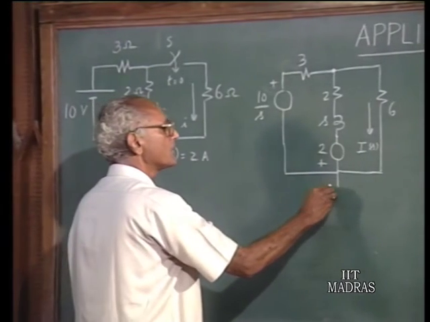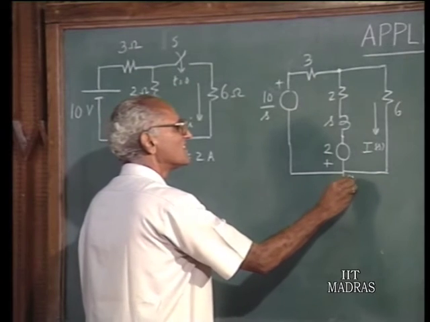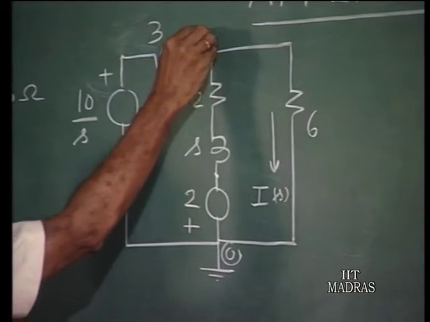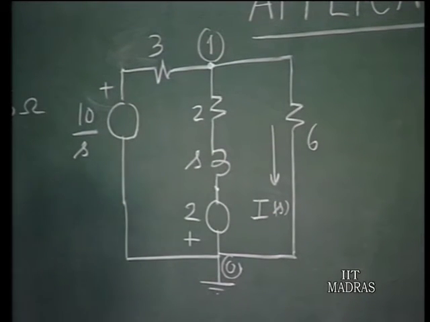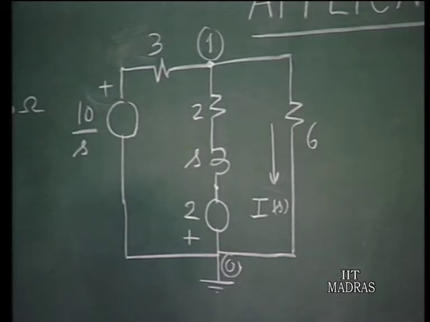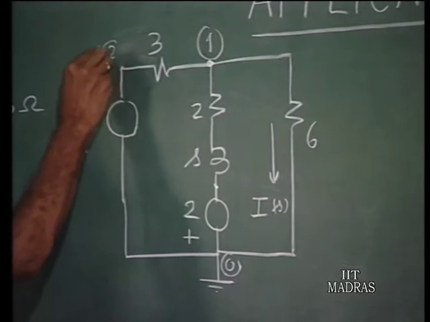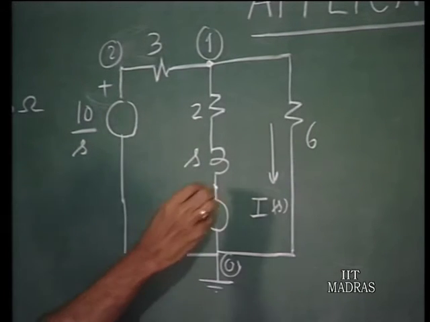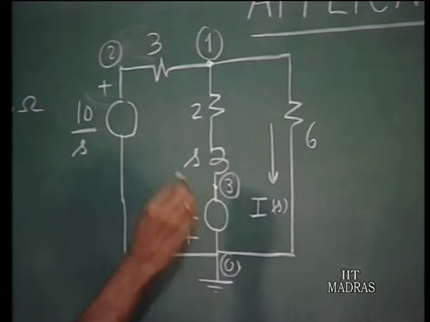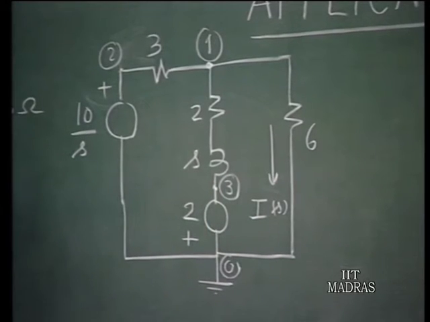Suppose I take this as the datum node, and if I solve for this node voltage, then I can find out the current in the 6 ohm resistor by dividing that voltage by 6. Therefore, I would like to use the node to datum voltage method. This is the node voltage to be solved for. Suppose this is node 2, the value of this node voltage with reference to the datum is 10 by S, that is already known, and suppose I call this node 3, the voltage of node 3 to the datum is already known. So, our aim is to write the node equations to solve for V1.